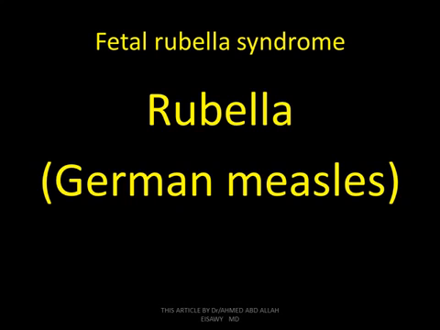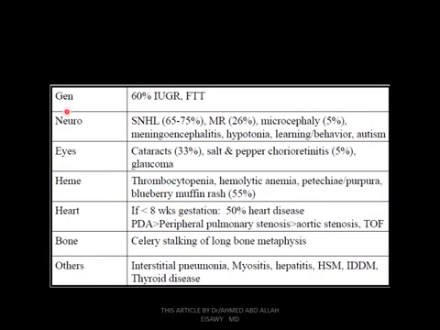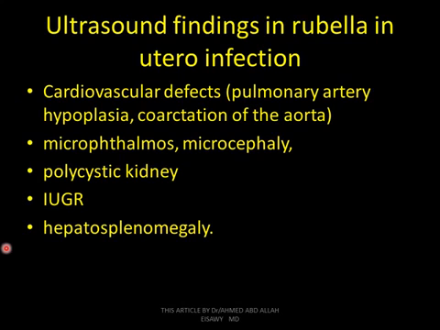Fetal rubella syndrome, rubella. The first manifestations we see are IUGR; neurologically, sensorineural hearing loss, microcephaly, meningoencephalitis, hypotonia, learning and behavior problems, autism. In the eye we see cataract, salt-and-pepper retinopathy, chorioretinitis and glaucoma. In the blood we see thrombocytopenia, hemolytic anemia, purpura and so on. In the heart we see heart disease like peripheral pulmonary stenosis, aortic stenosis, tetralogy of Fallot, PDA. In the bone, cellular stocking of long bone metaphysis. Other manifestations: interstitial pneumonia, myositis, hepatitis, hepatosplenomegaly, and thyroid disease.